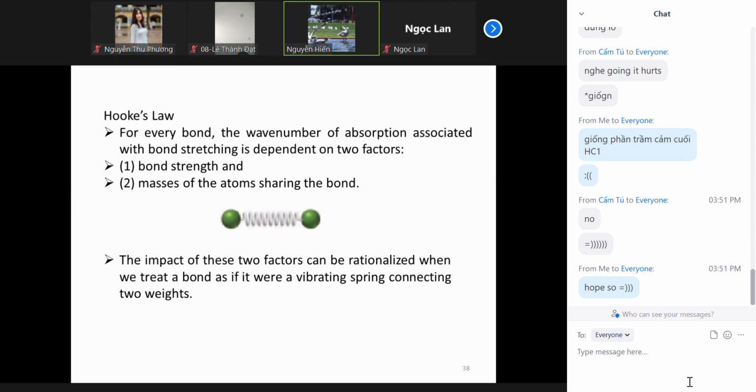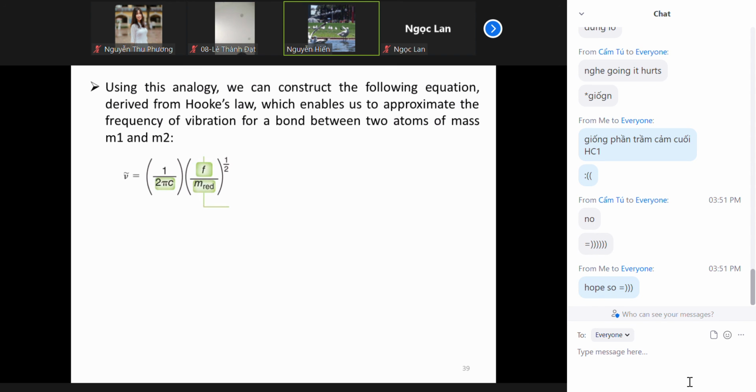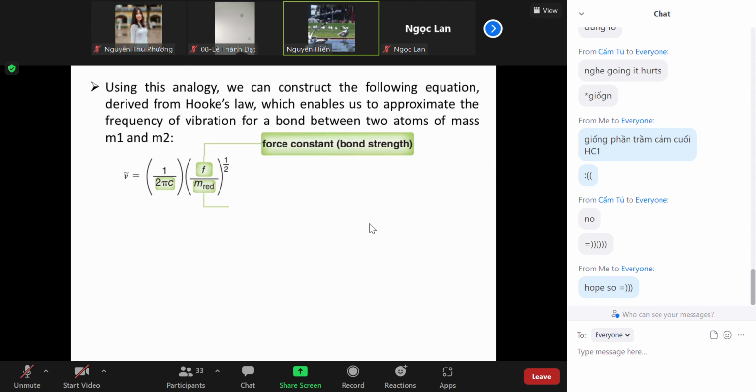So the bond strength and the mass of the atoms can be understood if you compare the bond with a vibrating spring connecting two balls. Using this analogy, we can construct the following equation. We call this Hooke's law, which enables us to approximate the frequency of vibration for a bond between two atoms of mass M1 and M2. So this is the frequency. No, sorry, the first one is the force constant. The force constant is another word for bond strength.